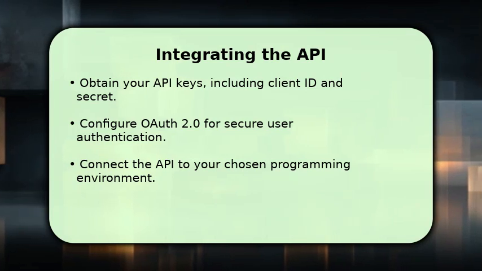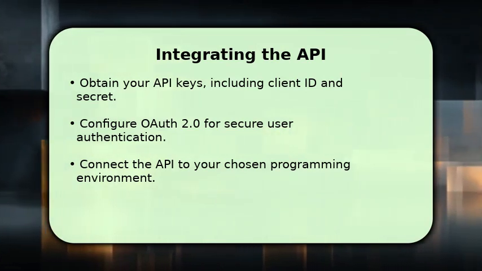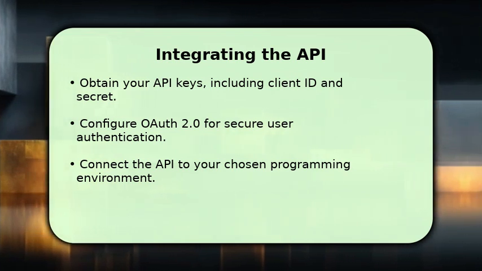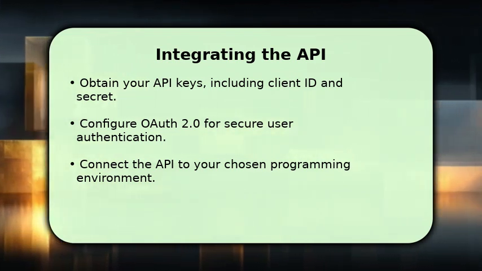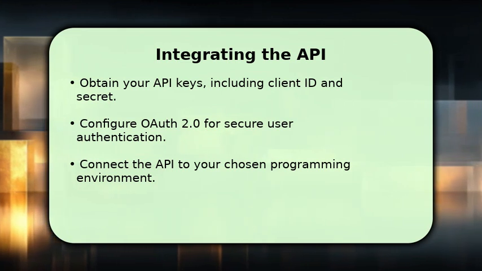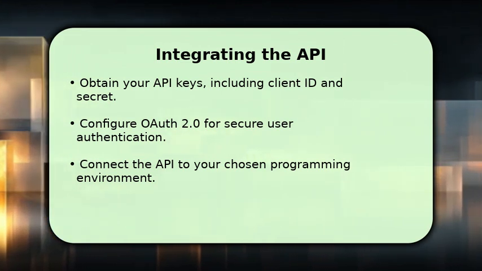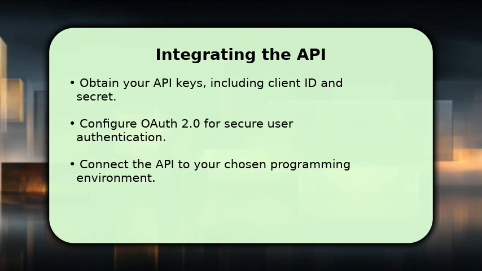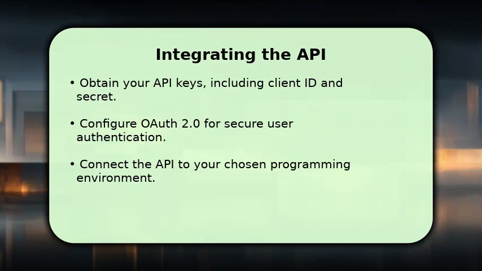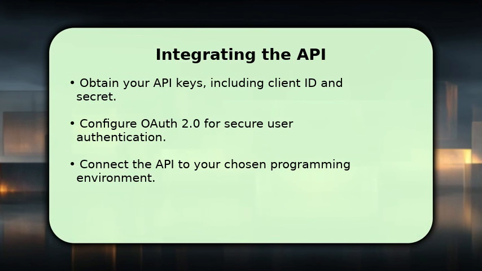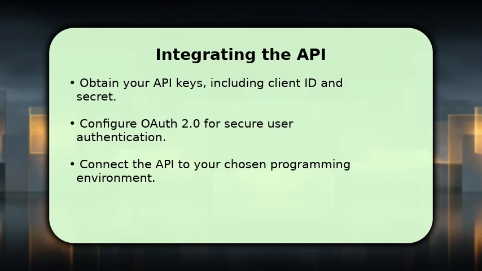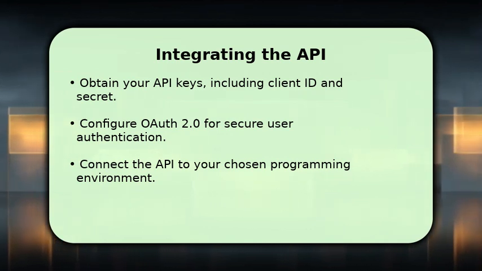Once your application is approved, you'll receive your API keys, including a client ID and client secret. These are essential for authenticating your requests. You'll then implement the OAuth 2.0 flow, redirecting users to Schwab for authorization and receiving authorization codes. After this, you can connect the API to your preferred programming language, like Python, and start making calls to access market data or manage your trading account.